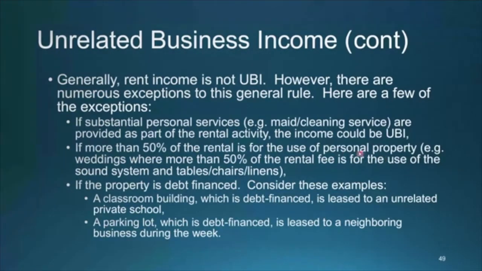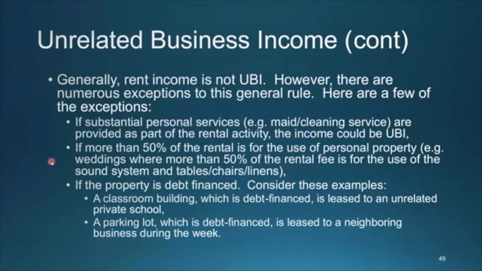So that would be where, let's say you charge for hosting weddings, and you charge for the chairs, you charge for the tables, you charge for the sound system, and all of those costs exceed the building rental. So you're charging $300 for the building rental and $325 for the chairs, the linens, and the sound system. You're now charging more for the non-real estate than you are charging for the real estate. Now you have UBI. So your profits from those wedding rentals would be subject to the corporate tax rates.